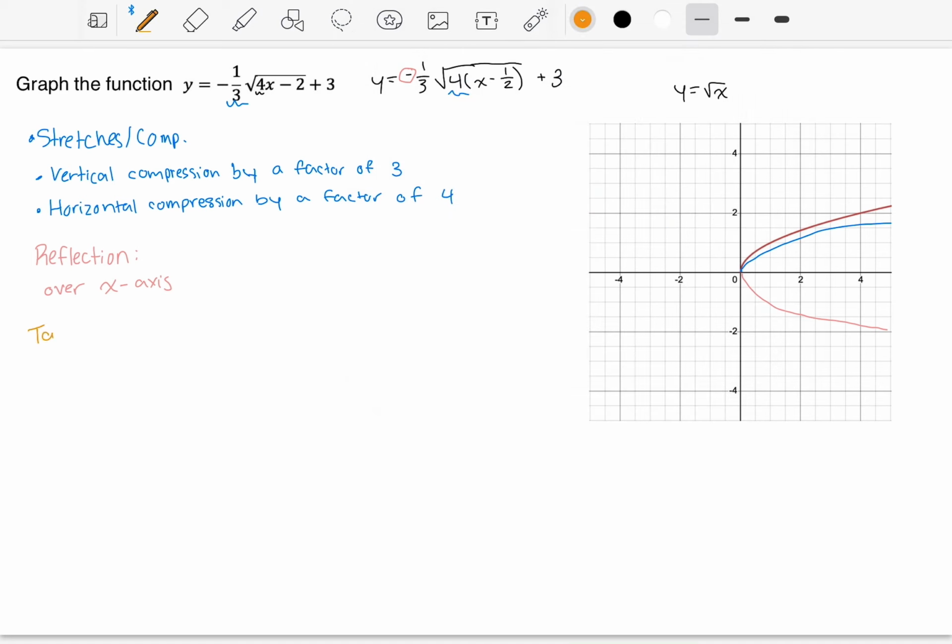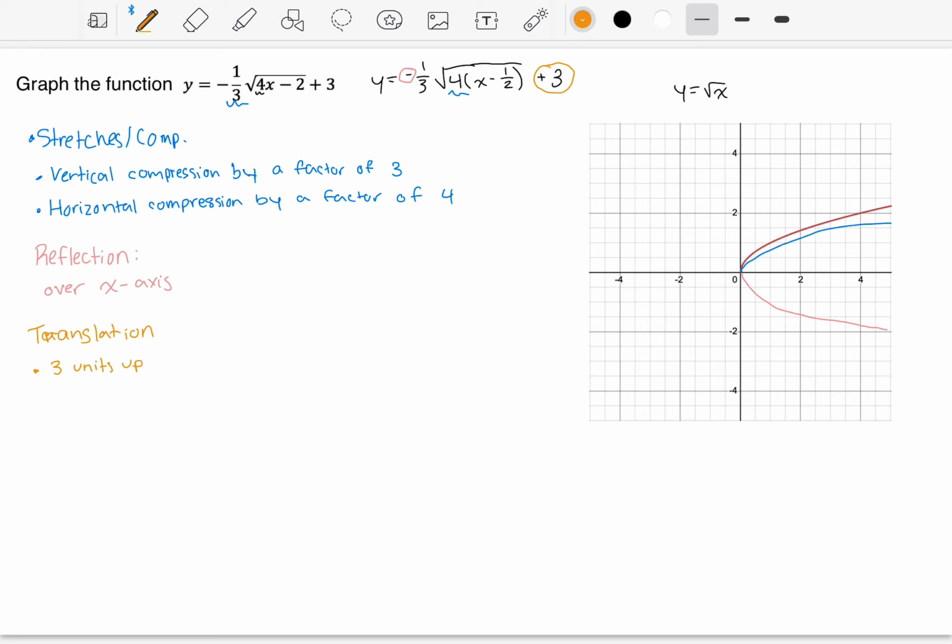Finally, we have our translations, and those are represented by either adding or subtracting a constant to the function as a whole or the x-coordinate. So first we see this +3, and we're adding it to the function as a whole. So this will be our vertical translation, and since it's positive, we are moving up. So 3 units up.